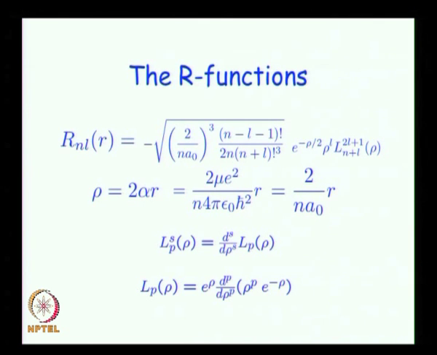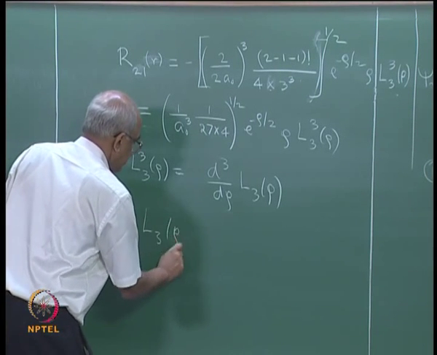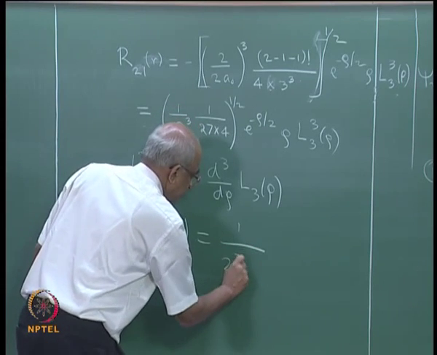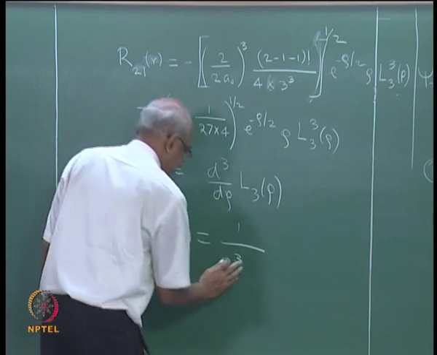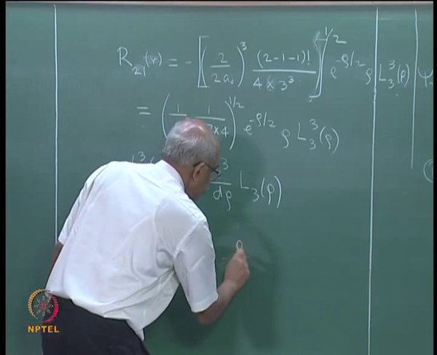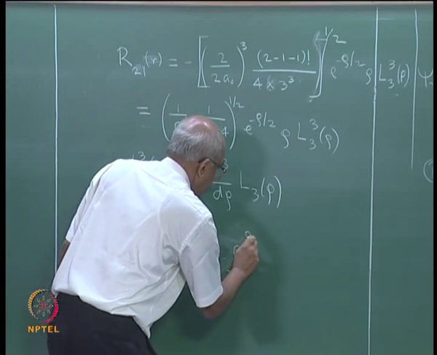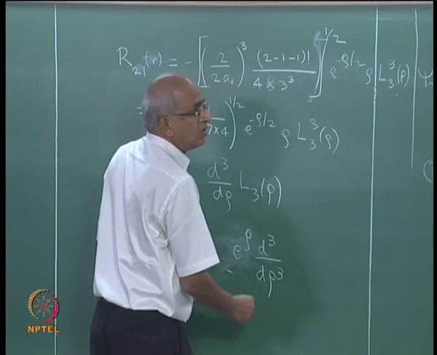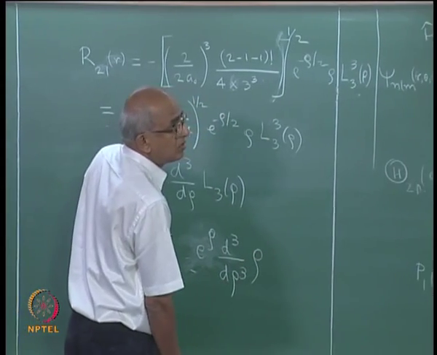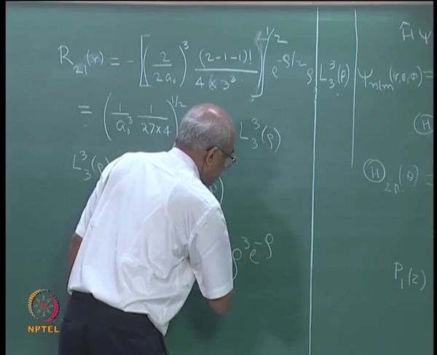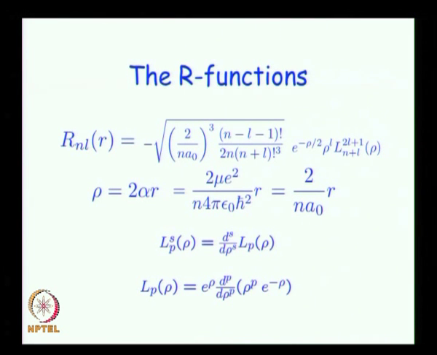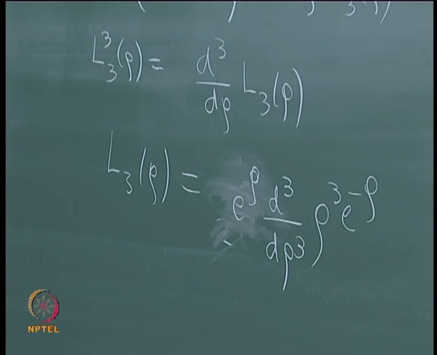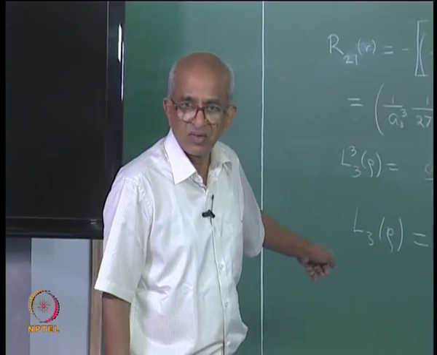And what is L3 rho? L3 rho is 1 by 2 to the power of 3. I am using the, oh no, that is not correct. It is equal to e to the power of rho d cube by d rho cube rho cube e to the power of minus rho. Okay, I realize that this is a little bit difficult for me to perform. I can do it, but it will take time, right.